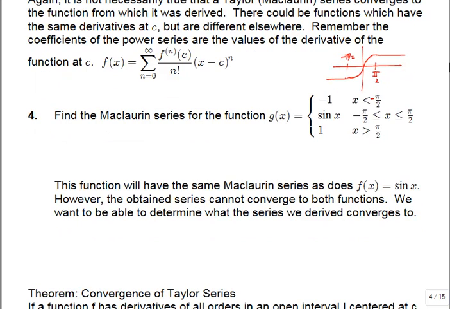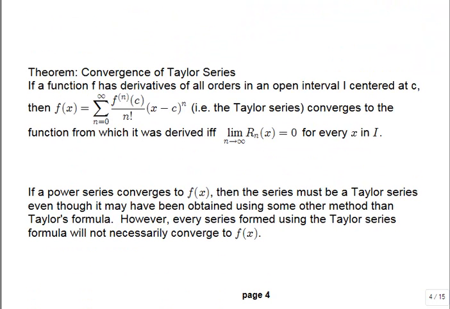Because you can have the same Maclaurin series as the sine function, but a series can't converge to two different functions. What we want is to be able to determine what the series we derived converges to, so we want to make sure that we're not converging to two different functions. So that's the theorem that we're going to talk about next. It's called the convergence of Taylor series.